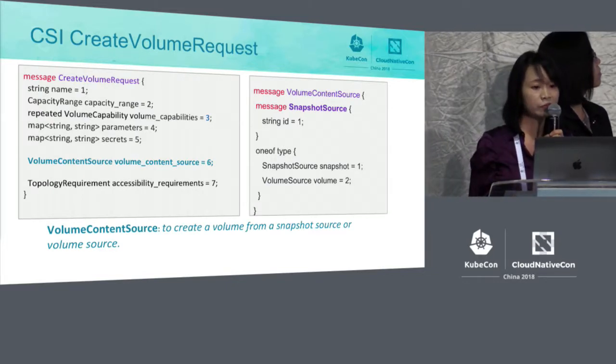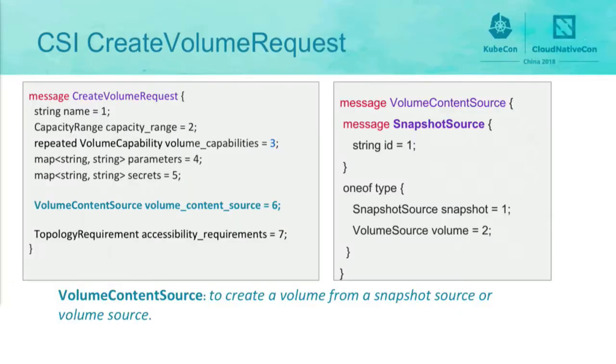So in the create volume request, we need to pass in the volume content source that can either be a snapshot source or a volume source. That is the one that was just added to clone the volume.